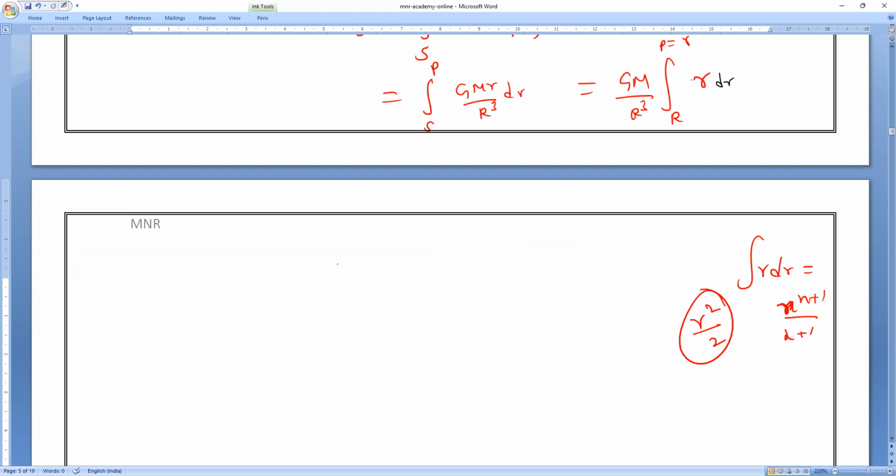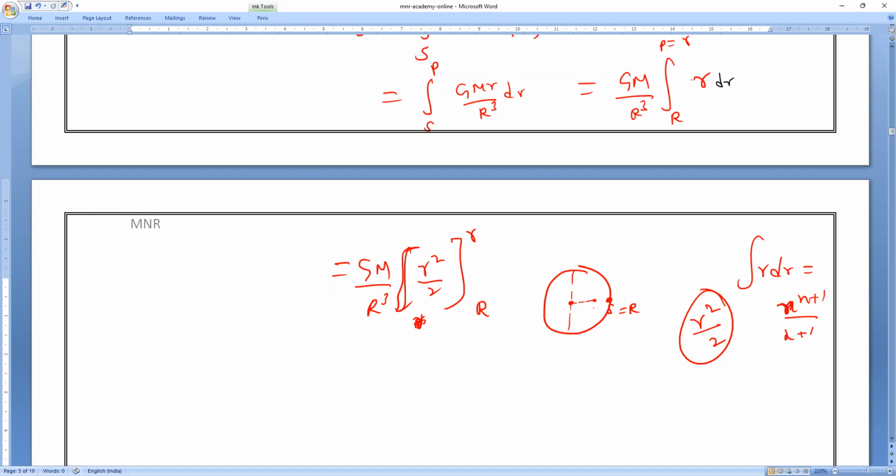So with GM divided by R cube, the integration of r gives r square by 2, with limits from capital R to small r. That's all: capital R to small r, because on the surface, S is equal to R. Am I right, guys? Please respond. But inside, you can take from the point P anywhere, which is equal to small r. Clear? So that is the limits.